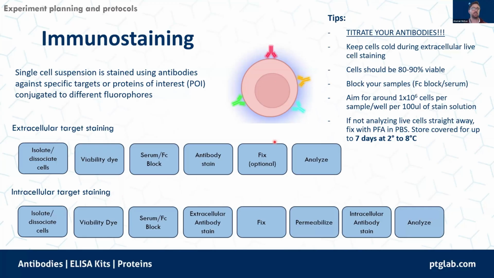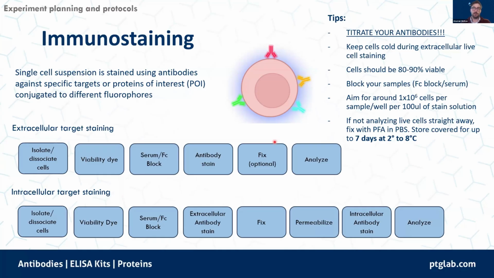So there are differences in the protocol steps that you would follow. Extracellular target staining will always obviously start with your cell isolation or dissociation. Then you would run a viability dye stain. If you're going to keep your cells alive, you can also do this towards the end of your protocol too. Then you'd follow this with a serum or FC block to try and prevent any non-specific binding of your antibody to your cell. Then you would go into your antibody panel stain.